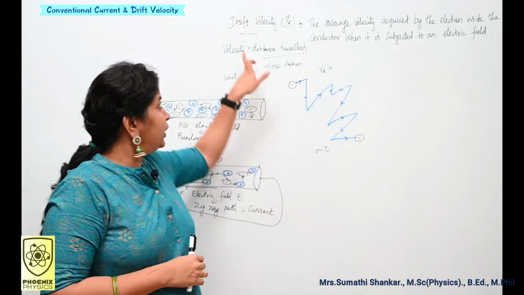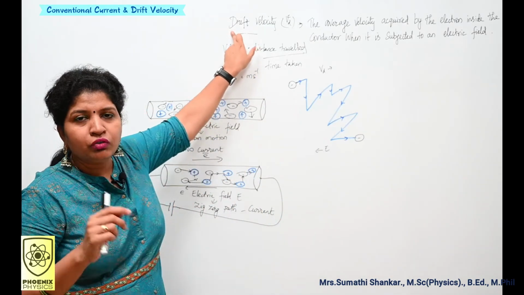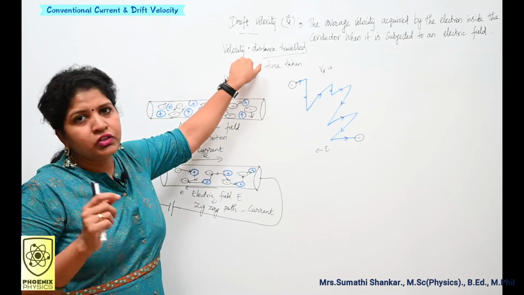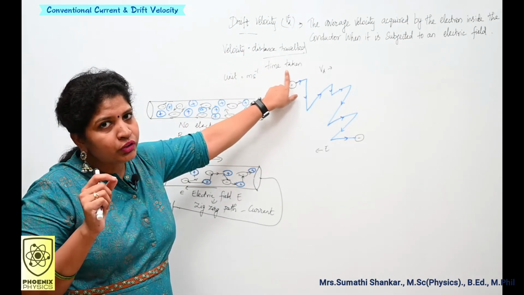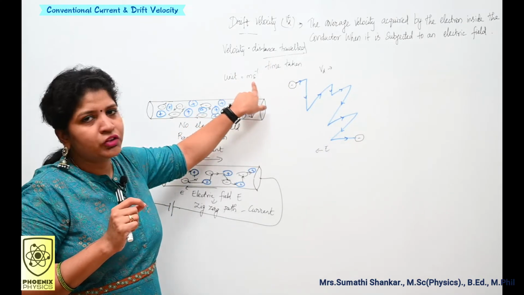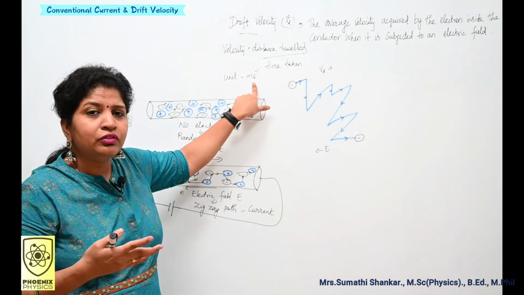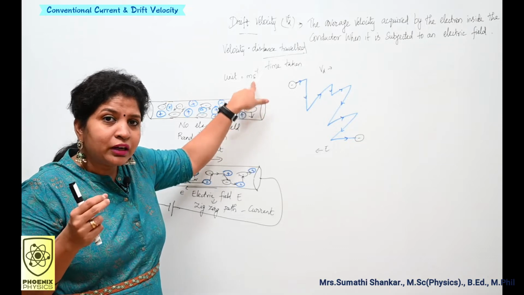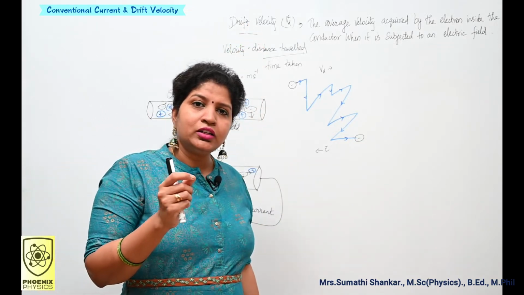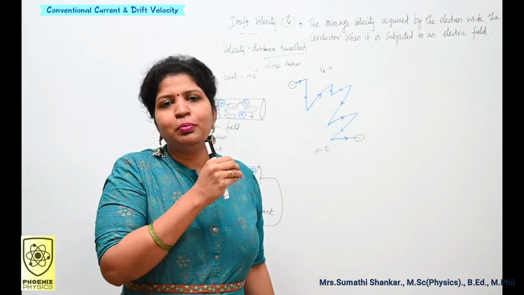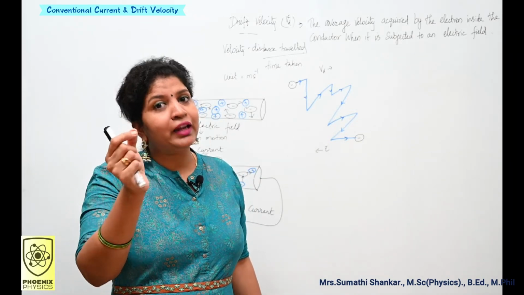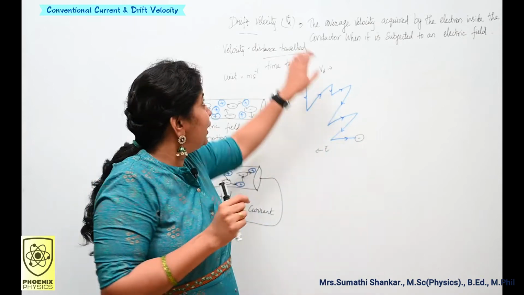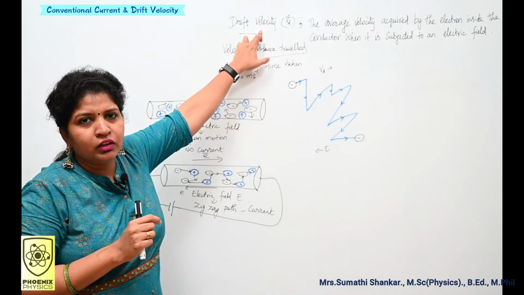Next topic is drift velocity. You know the formula for velocity, that is distance traveled by time taken, and the unit for velocity is meter per second. Then what is drift velocity? It is nothing but the average velocity attained by the charge particle in a material due to the influence of an electric field.